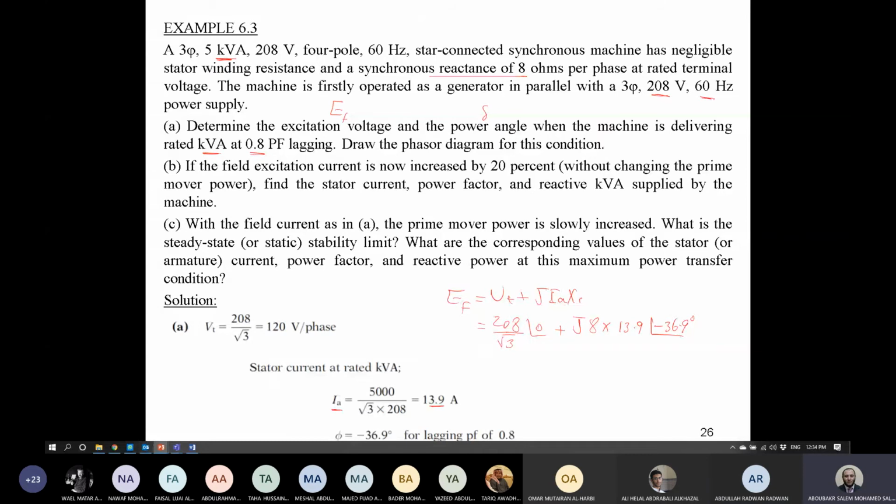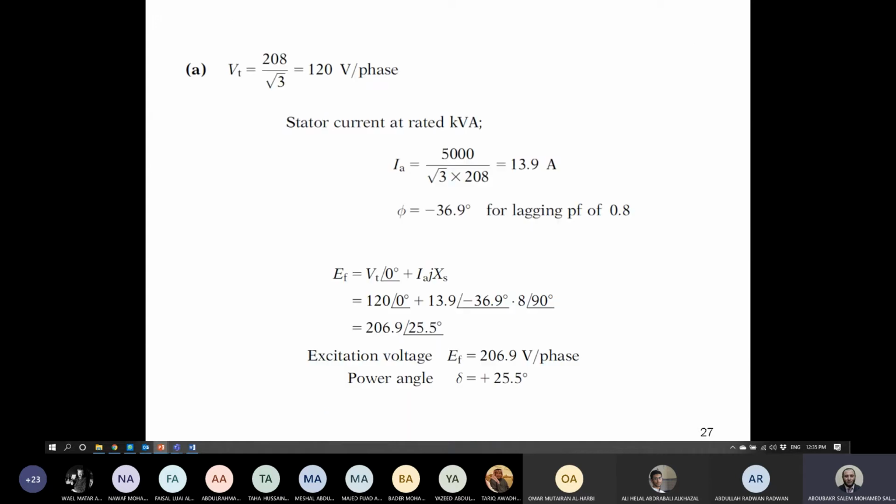So now we could calculate the value of EF. And firstly, guys, before we calculating numbers, what is the expectation for the power angle delta? Is it going to be positive or negative? Positive. Exactly. We said before in the phasor diagram of generator, for generator, delta all of the time is positive. So when you substitute, you are sure that the value of delta will be positive.